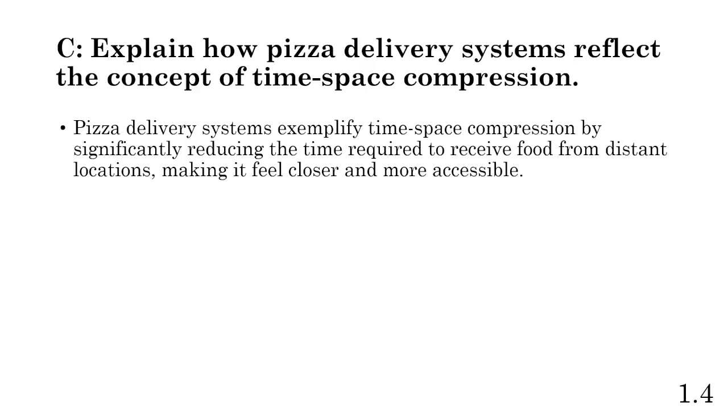They exemplify time-space compression by significantly reducing the time required to receive food from distant locations, making it feel closer and more accessible. So you say not only how it actually shows time-space compression, but then you have to say why it shows time-space compression. So it reduces time to receive food, and it makes it feel closer and more accessible. Or you could say it is more accessible, because not only does it feel more accessible, but it literally is more accessible. That's why it feels accessible.